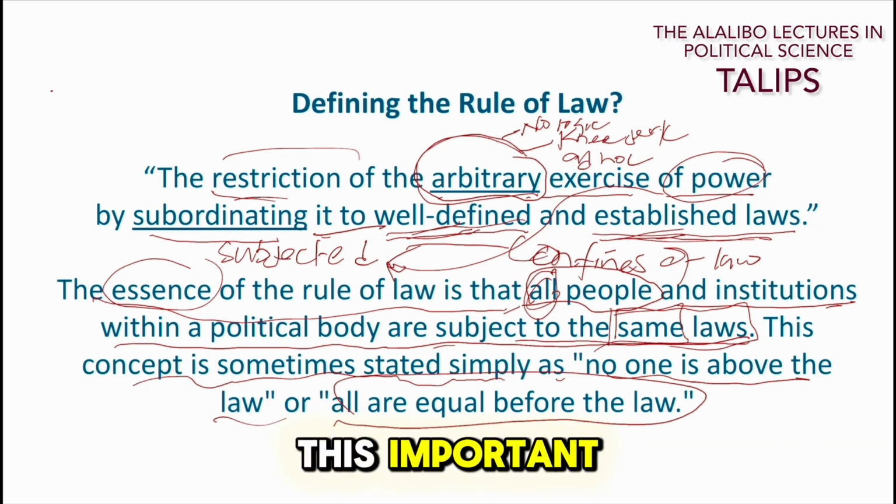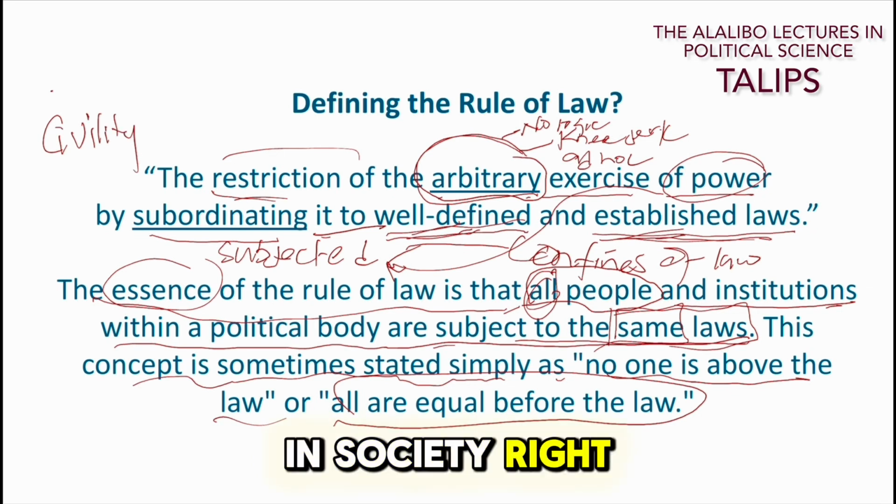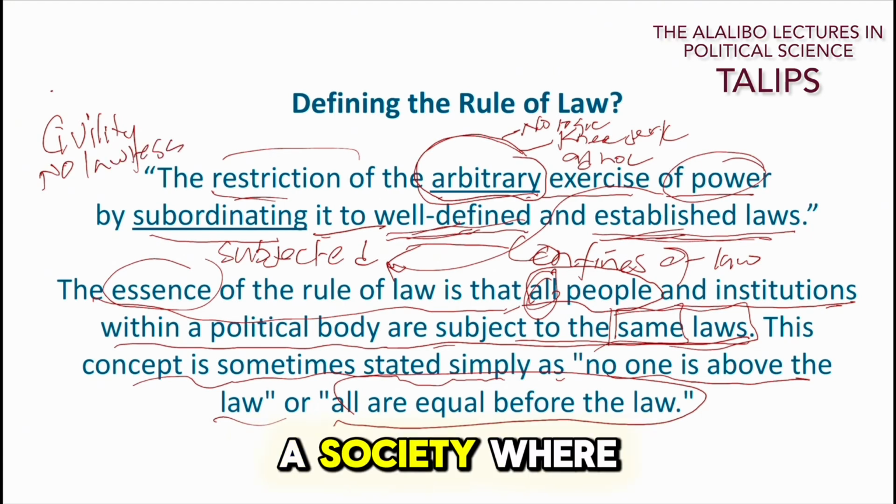Now, why is this important? Why is the rule of law important? It's important for a number of reasons. One, we have to ensure that there is civility in society, right? So no lawlessness. You can imagine a society where there's no rule of law. Then you have anarchy. You have anything goes.